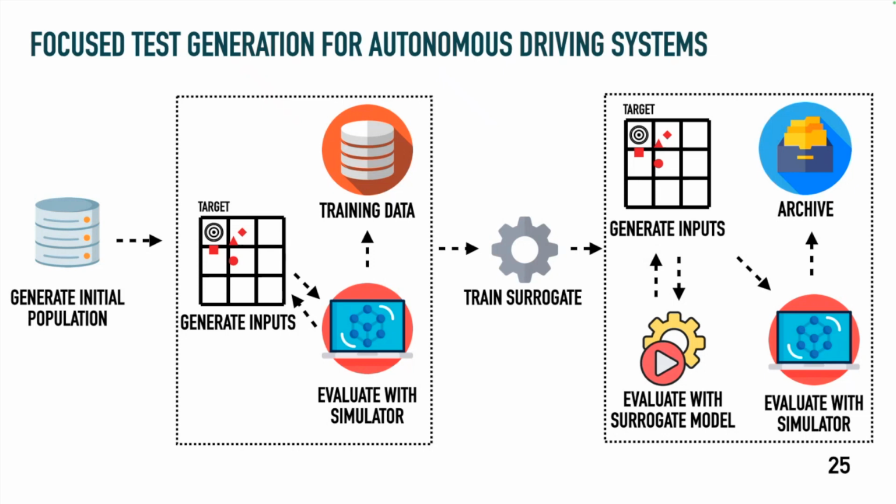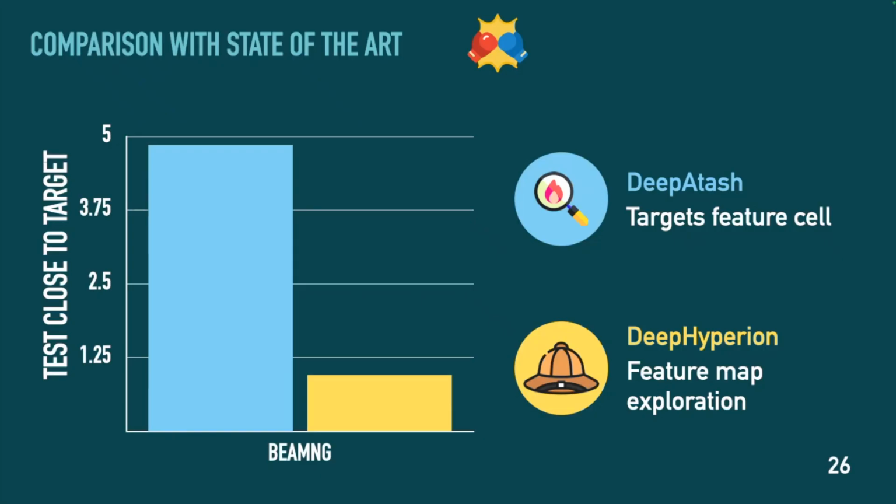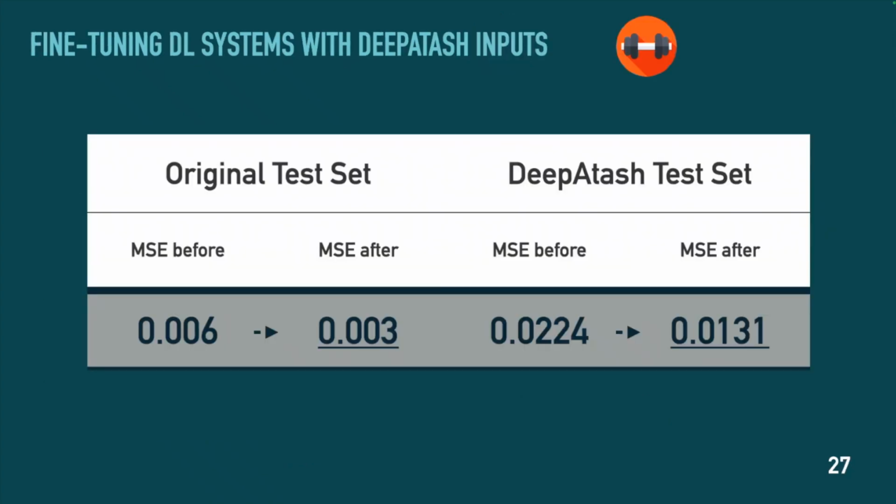Adopting this surrogate model actually helped a lot. We managed to generate significantly more inputs on the target than the state-of-the-art approach, for the autonomous driving system as well. We did the fine-tuning for that system too. Here, because it's a regression problem, instead of accuracy, we measure mean squared error, and we were able to improve the mean squared error on the newly generated test set and also the original test set of the model.